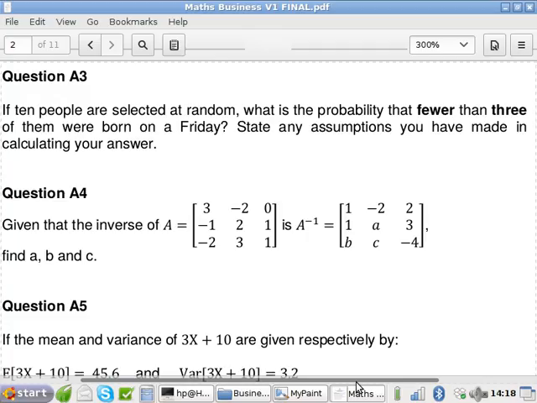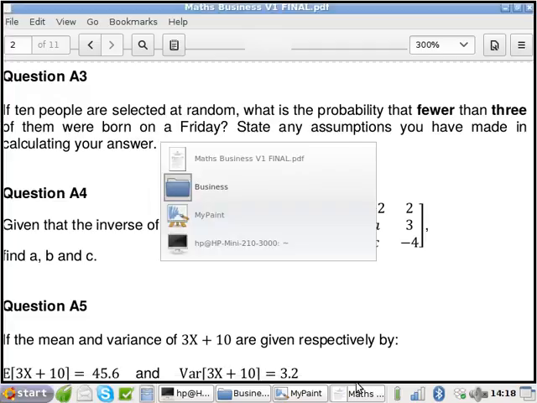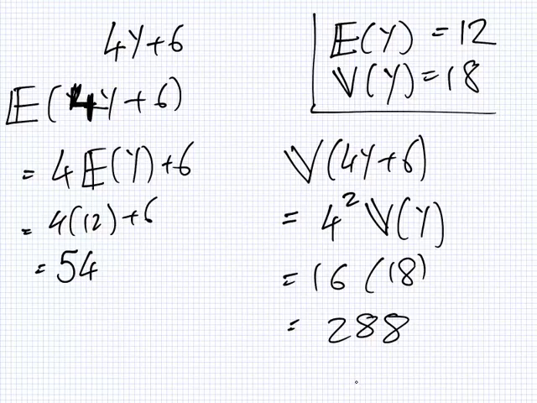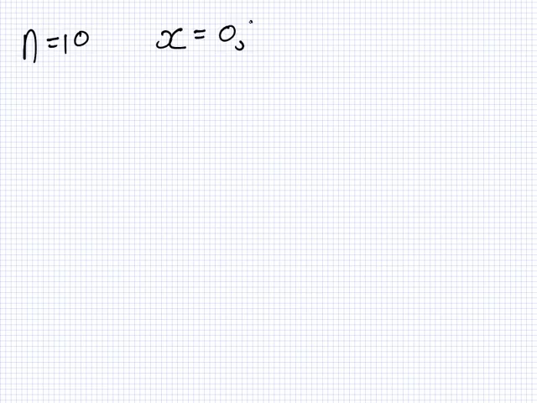Okay, can we do it now? Yep. So there's two ways to do it. The first way, well, first we have to write down the information. So, how many people do we have? We have 10. And how many successes do we want? 2 or less. So we're looking at 0, 1, or 2. And what's the probability of a success? A success being born on Friday? 1/7.